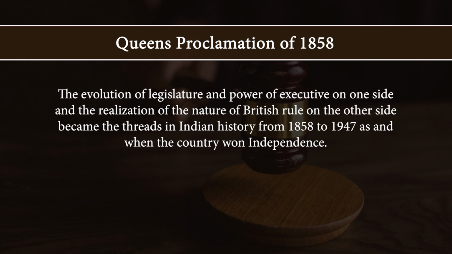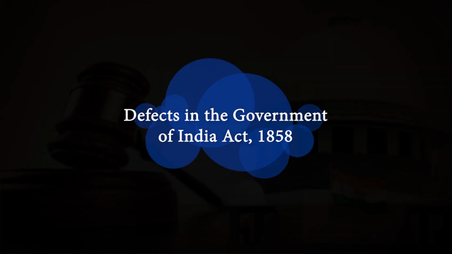The evolution of legislature and the power of executive on one side, and the realization of the nature of British rule on the other side, became the threads in the Indian history from 1858 to 1947, as and when the country won independence. Now let's discuss some of the defects in the Government of India Act 1858.